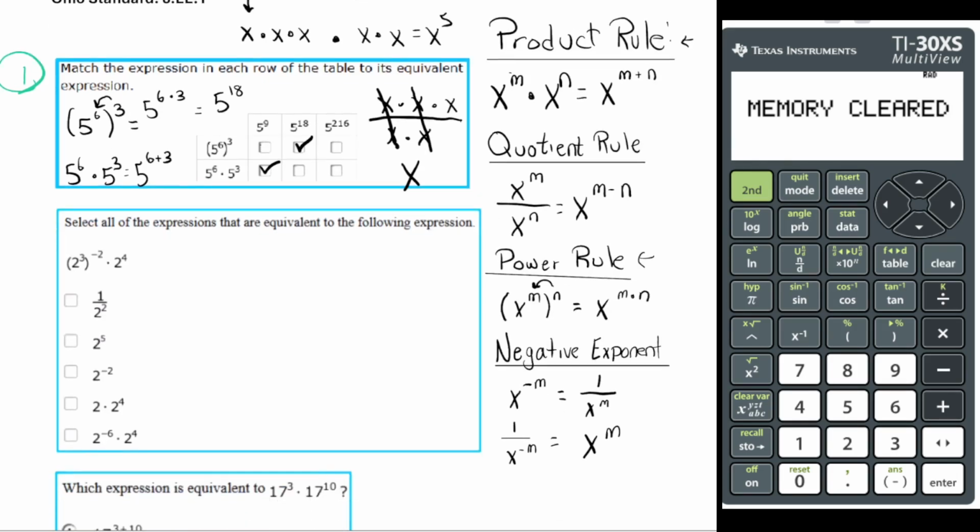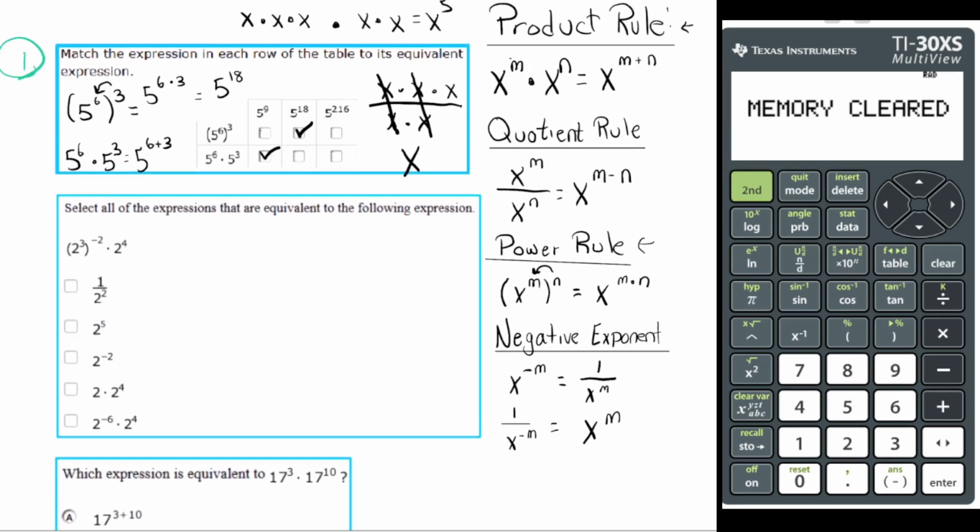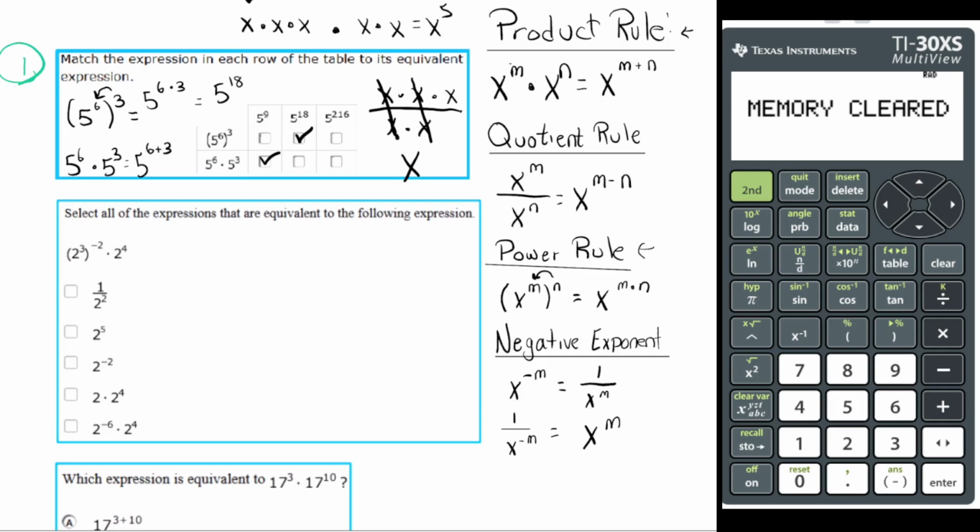All right? So let's go to our second problem here. Select all the expressions that are equivalent to the following expression. So I see select all. Okay, so that tells me more than likely more than one right answer. Okay.